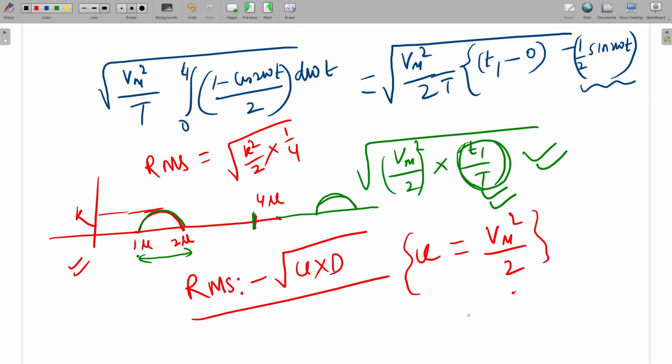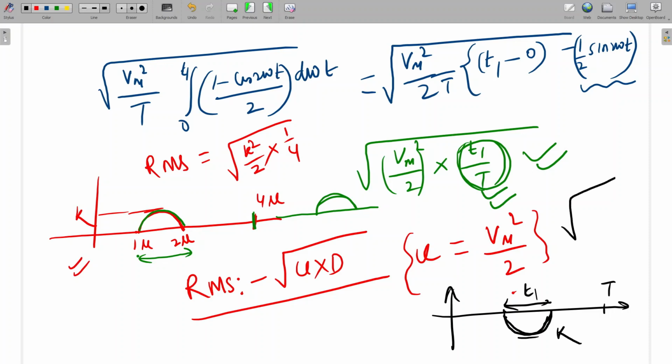Let's say another I am drawing. Let's say this is a waveform. This is the total time period, and here any sine or cosine we are getting. It will be the same, you can derive it. Let's say this is available for T1 duration, a small T1 duration. Let's say the peak is K. So here also, what will be the RMS value? RMS value will be under root of U value, U is K square by 2 for this kind of waveform, into duty. Duty is T1 by T. Is it clear to all?